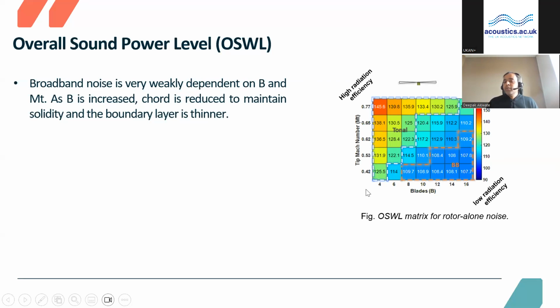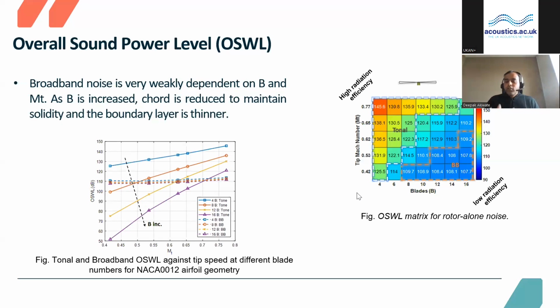So each individual element shows a particular combination of the blade number and tip speed. And what we saw is that the tonal noise is dominant at low blade numbers as well as high tip speeds, which makes sense, because the radiation efficiency of the tonal noise is very high, and the source strength is also contributing to it. But the broadband noise is dominant at high blade numbers and low tip speeds, where the tonal noise is minimal. So we can see that even though there is a low radiation efficiency, the broadband noise is dominant at high blade numbers and low tip speeds.